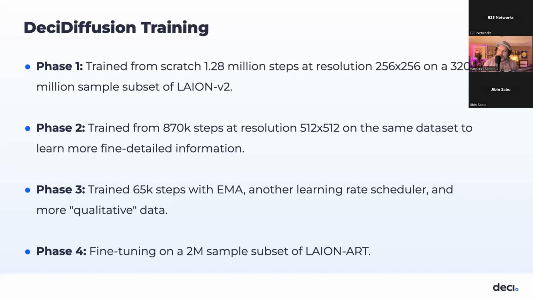And so what happens when you do this progressive growing, right? We trained on smaller resolution images, and then we trained on those same images, but at a higher resolution, so that we're able to learn more fine-grained detail, more kind of information, so to speak. Then phase 3, we trained for 65,000 steps with exponential moving average. And then we used a different learning rate schedule and a more qualitative data set. And then we fine-tuned on a 2 million sample subset of Lion art.